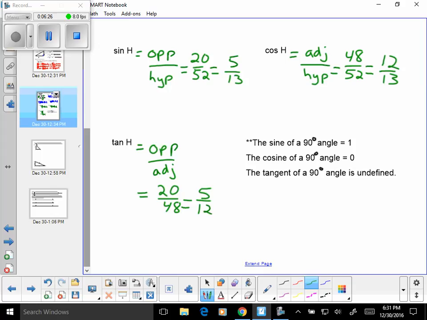Could I find the sine, the cosine, and the tangent of 90 degrees? Yes, but to be honest with you, we just memorize them. The sine of a 90-degree angle is 1, the cosine 0. We really don't have a tangent for a 90-degree angle. It's considered undefined.